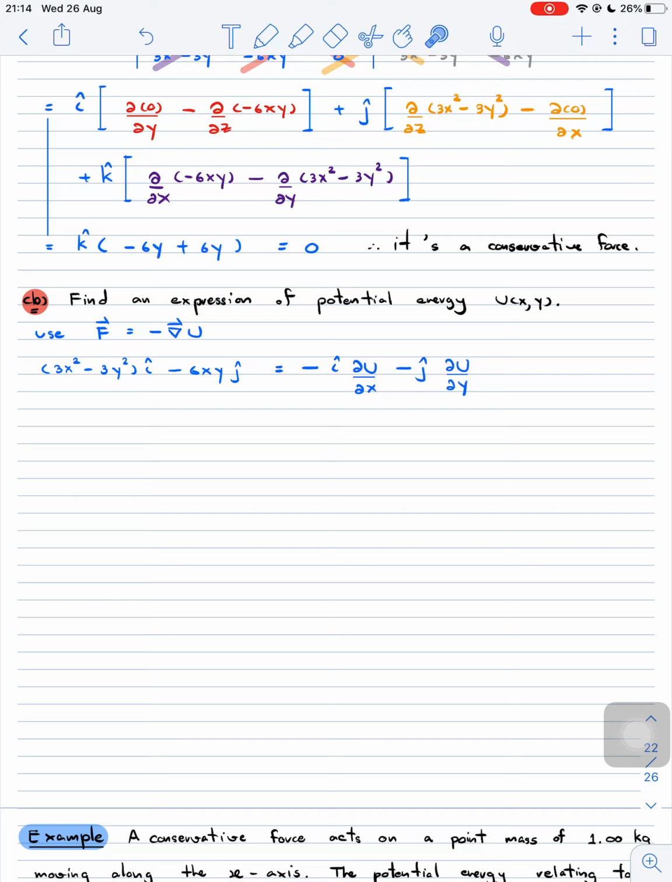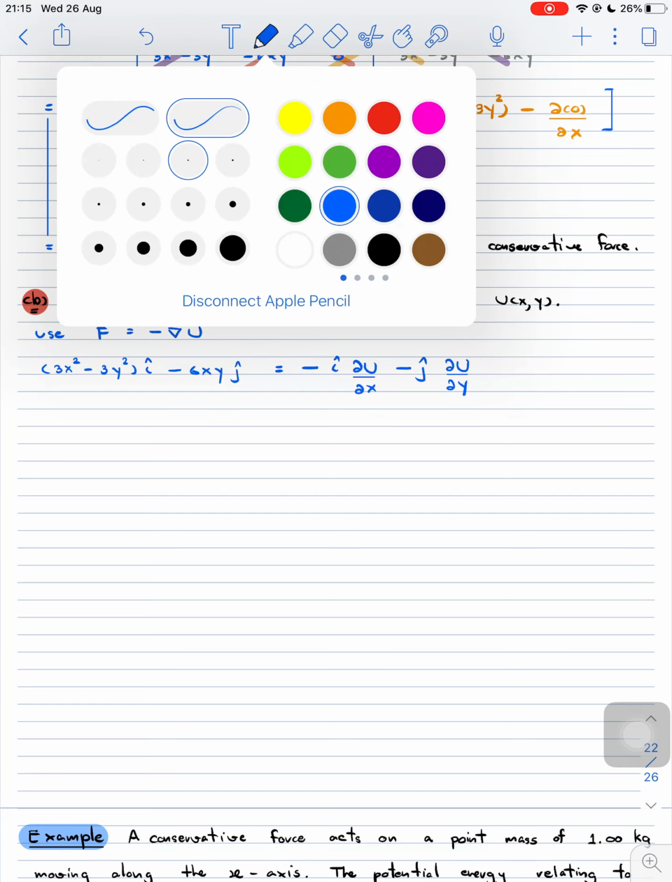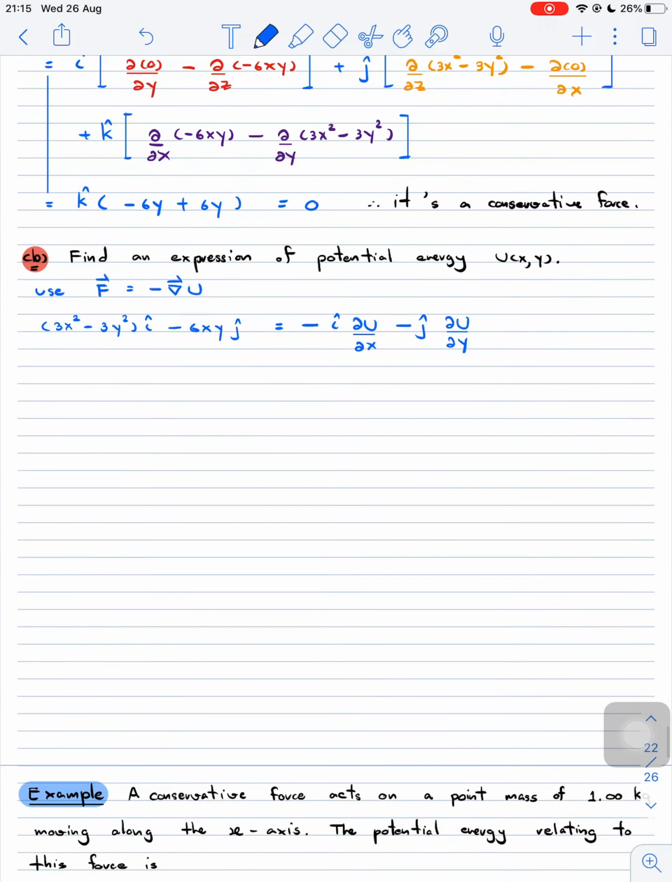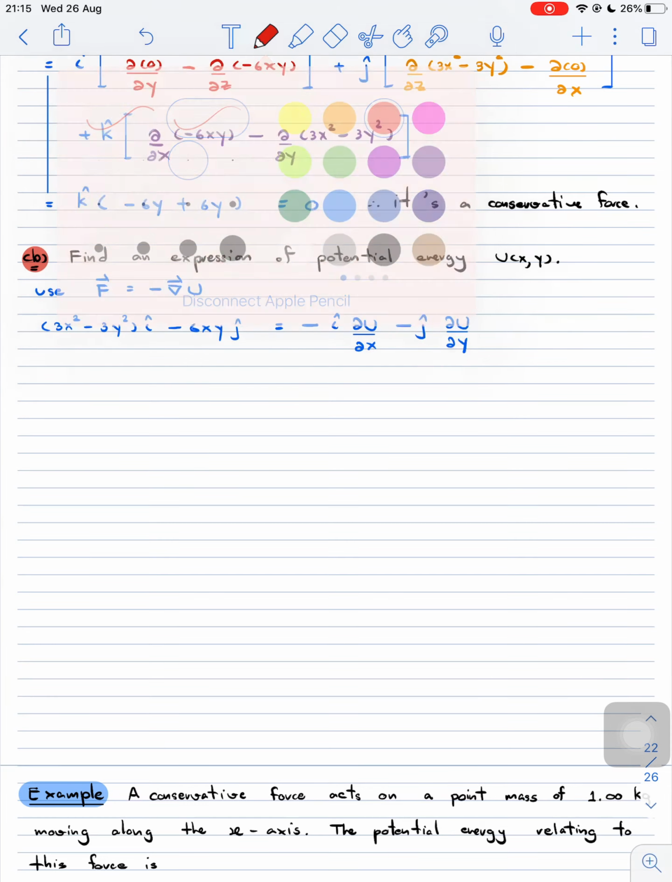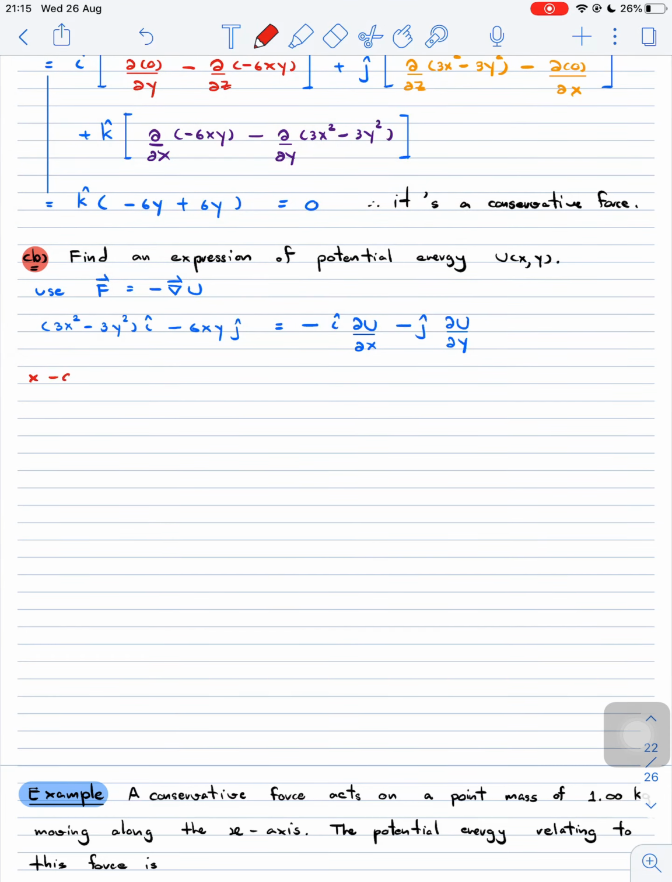Now let's compare term by term. Let's compare the components of the vector on the left and on the right hand side of this equation. Let's consider the unit vector i first. We have here 3x squared minus 2y squared on the left hand side, and here we have negative of the dU by dx on the right hand side. So in this case you can see that, let's consider the x components.